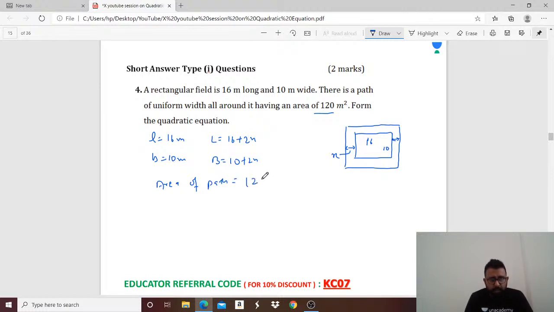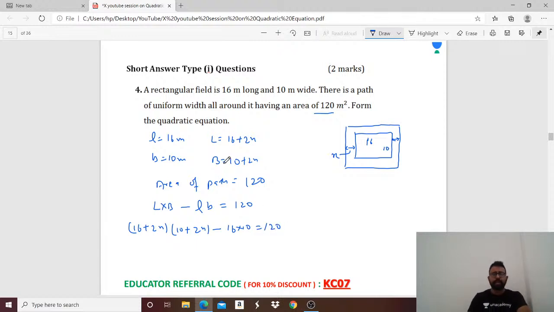So the area of path which is 120 meter square, this is the bigger length breadth LB minus the smaller length breadth LB. So which is 120. So bigger length breadth, that is 16 plus 2x into 10 plus 2x minus 16 into 10. This is 120. So you just need to form the quadratic equation. You don't have to solve. You just open it, form the quadratic equation. That is why it's a 2 marker sum. So open it up.